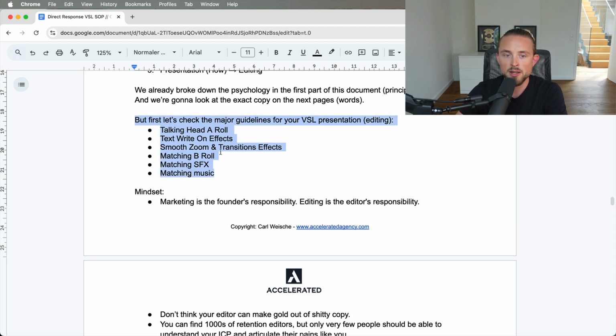And these are all subtle but really, really strong ways that support the whole presentation of the video sales letter, and also have a huge impact on hook rate and view rate, like how much time they spend with the VSL. And obviously, the more they consume the VSL, the higher the probability of them buying, right? So this is super important.